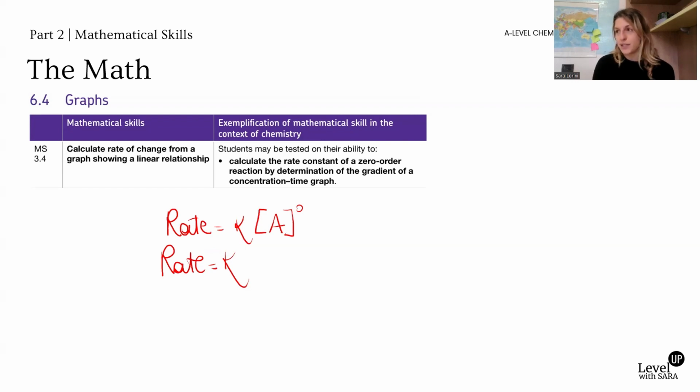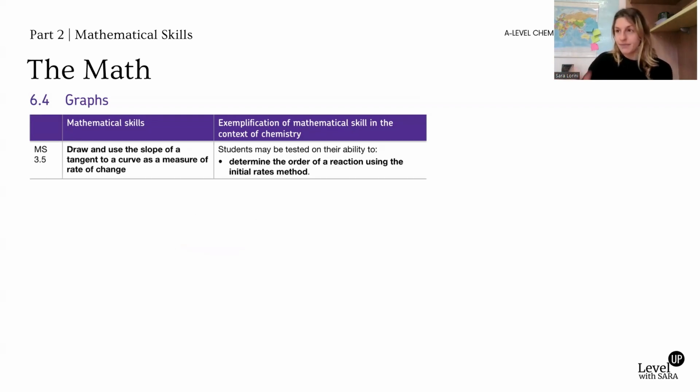So this is a relationship that it's useful to remember. And of course, it depends on the type of reaction, if you have any other substance that affected the rate. But let's continue. Draw and use the slope of a tangent to a curve as a measure of rate of change. Determine the order of a reaction using the initial rate method.